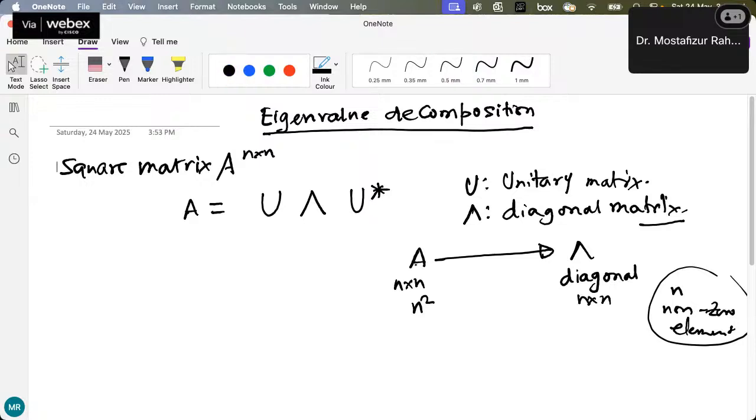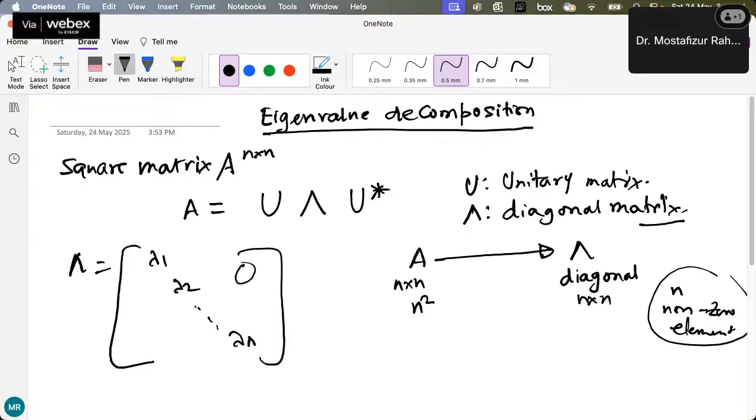So earlier, if I wanted to do anything like matrix multiplication or inverse, I had to do everything on the n square elements, so it was computationally not efficient. But now I just need to operate on the diagonal elements, because the rest are zero. This lambda matrix looks like lambda 1, lambda 2, up to lambda n, and all the rest are zero.